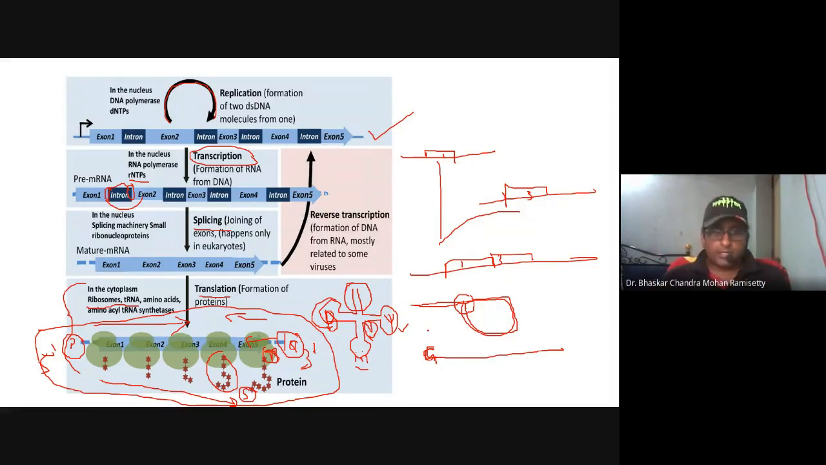For translation details about it, I think the video lectures were elaborate. I would like you to have a look at it and be amazed at how complex and how elegantly things are done at the molecular level.